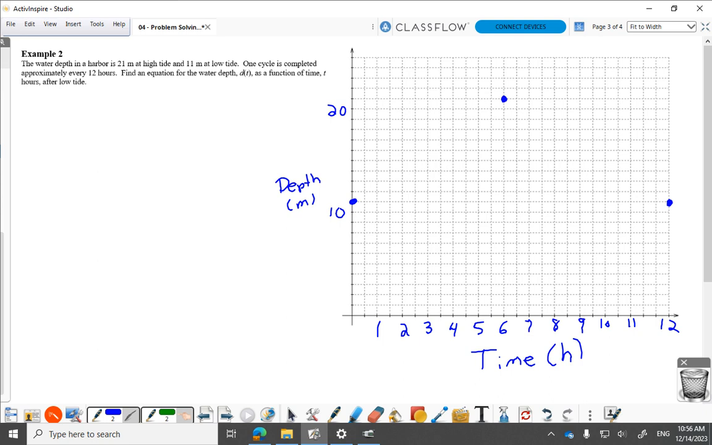It's not what I do, to be honest. I just think about it and go, okay, what's halfway between 21 and 11? And it's, what is it, 16? 11, 12, 13, 14, no, sorry, 11, 12, 13, 14, 15, 16. Right there, and that's at 3 hours. That would also be at 9 hours. 5 up, 5 down. And then so at 9 hours, it's at that spot as well.